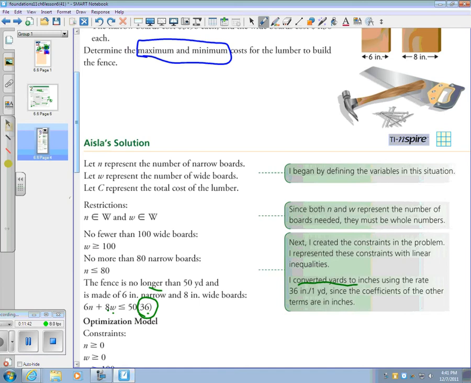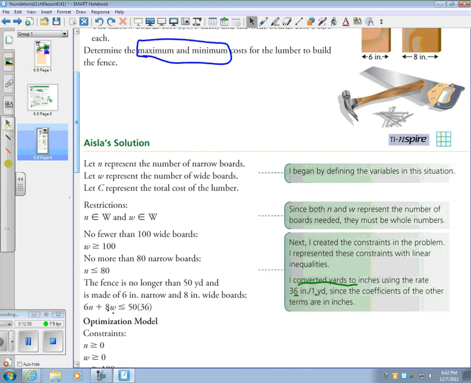I converted yards to inches using the rate. 36 inches is 1 yard, since the coefficients of the other terms are in inches. Okay? So some of you might have thought you just needed to do 50, but then you're comparing apples and oranges. Inches to yards. It had to be in the same units. Okay?